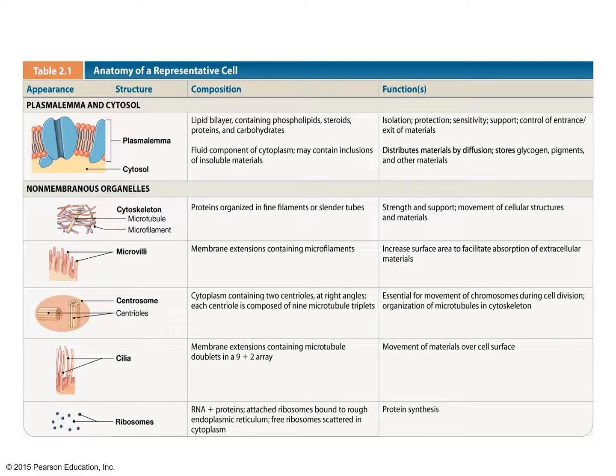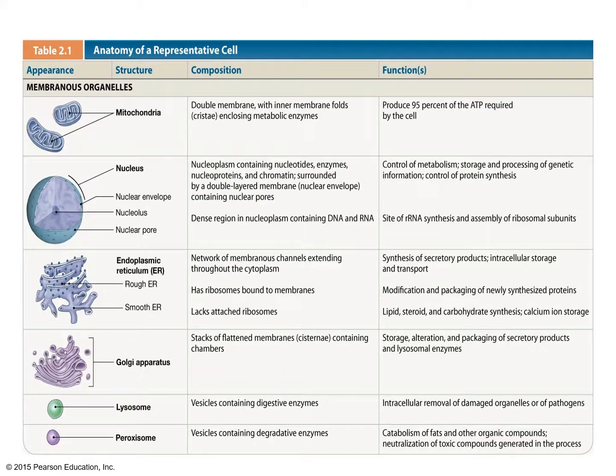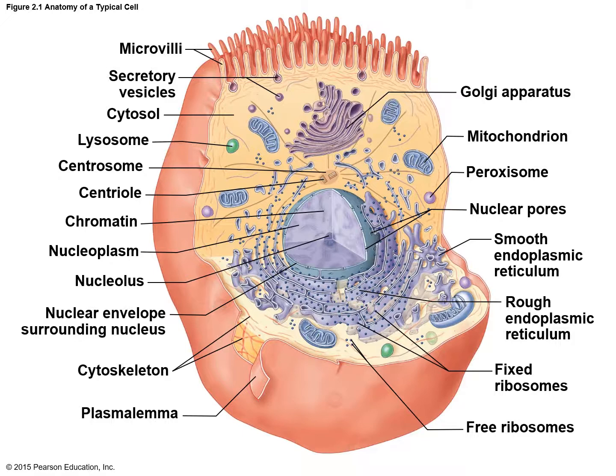This table lists the structure of a representative cell. So on top is the plasma membrane and the cytosol, followed by a list of those organelles which do not have a membrane covering around them. That means the non-membranous organelles. And the table continues with the list of membranous organelles. That means organelles that have a membrane covering around them. This figure shows the anatomical structures present inside a representative cell.